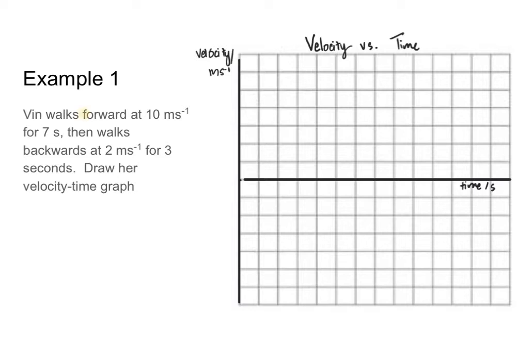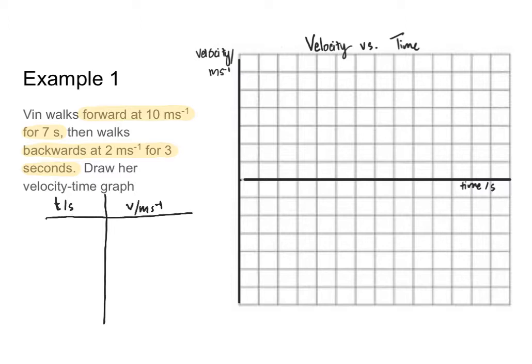Vin walks forward at 10 meters per second for 7 seconds, then walks backwards at 2 meters per second for 3 seconds. Draw her velocity time graph. So I'm going to go ahead and construct my table. So we've got time in seconds, and we've got velocity in meters per second.